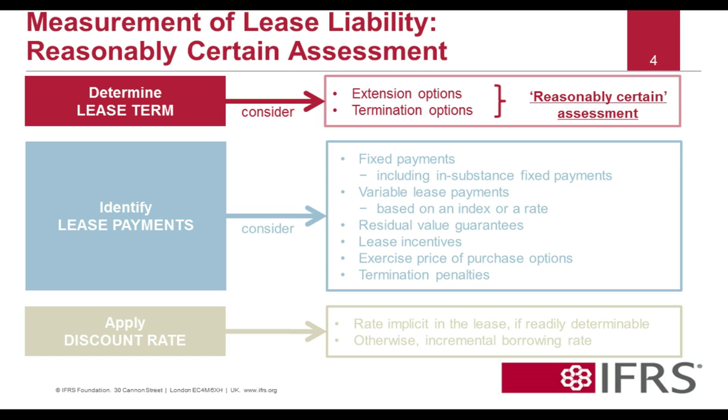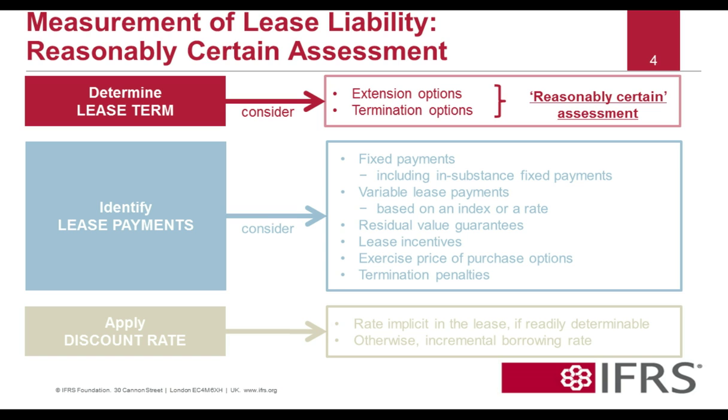So essentially, this is similar to IAS 17, in that what a lessee needs to do with an extension or a termination option is to assess whether it is reasonably certain to exercise that option. If a lessee is reasonably certain to exercise an extension option, then the period covered by the extension option should be included within the lease term.